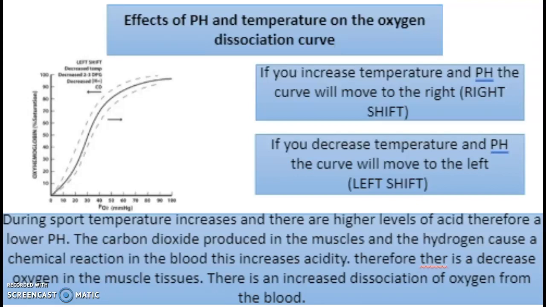If you increase temperature and acidity, the curve will move to the right. This is called right shift. Vice versa, if you decrease temperature and acidity, the curve will move to the left. This is called left shift.